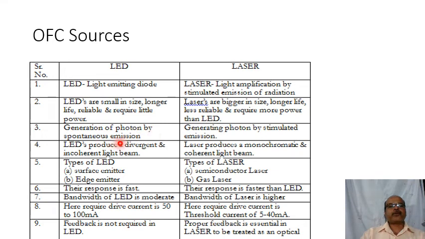Generation of photons by spontaneous emission, generation of photons by stimulated emission. As previously mentioned, LEDs produce a divergent and incoherent light beam. Laser produces a monochromatic and coherent light beam. Types of LEDs are surface emitter and edge emitter, and types of laser are semiconductor laser or gallium arsenide laser. Their response time is fast, here response time is higher. Required drive current here is 50 to 100 milliampere, and here it is 5 to 40 milliampere. Feedback is not required in an LED. Proper feedback is essential in a laser to be treated as an optical oscillator.